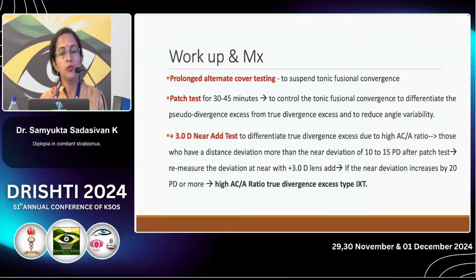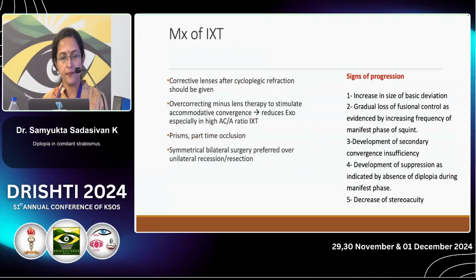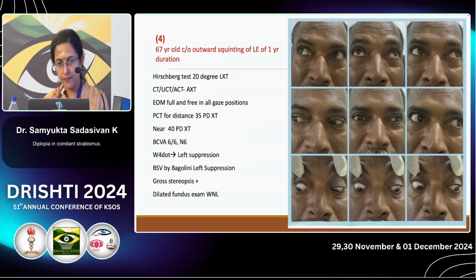And as you work up, go for a prolonged alternate cover testing, do a patch test for 30 to 45 minutes, and to confirm high AC/A ratio, true divergence excess type of IXT, you may have to go for lens gradient method, that is a +3 diopter near add test. Management, start up with cycloplegic refraction and give corrective lenses accordingly. Over minus lens therapy is to stimulate accommodative convergence, and prisms and part-time occlusion can be considered. Finally, you can go for symmetrical bilateral surgery or unilateral recess resect.